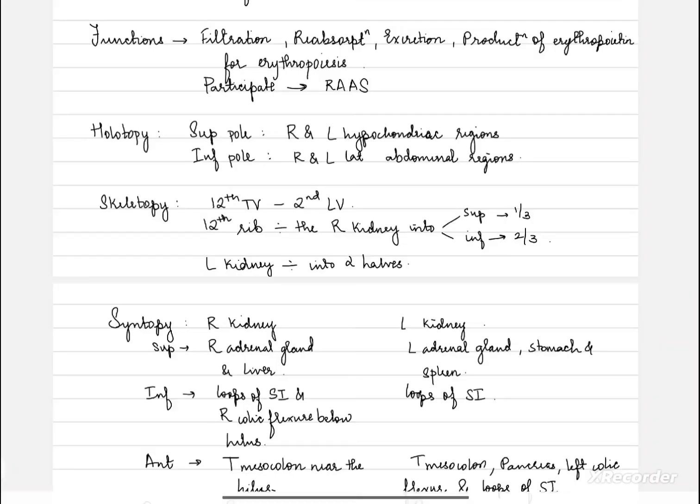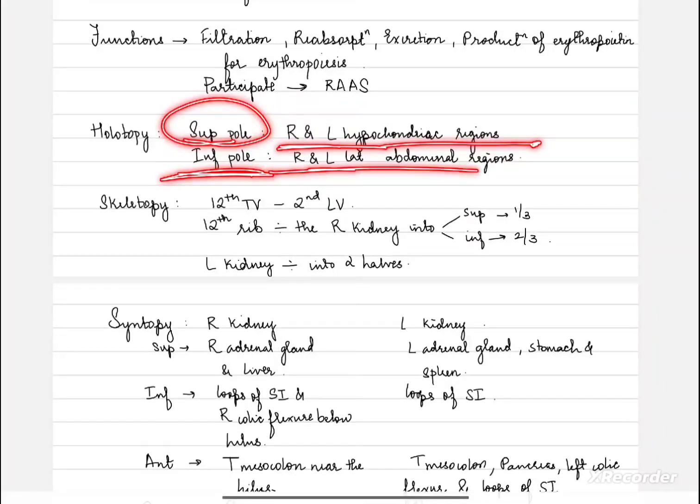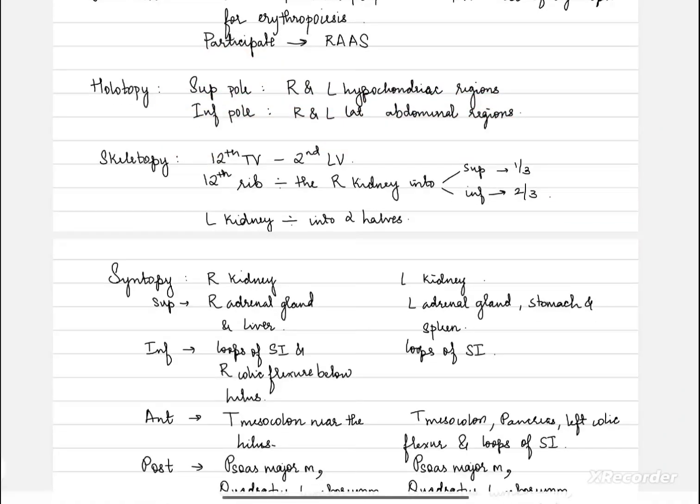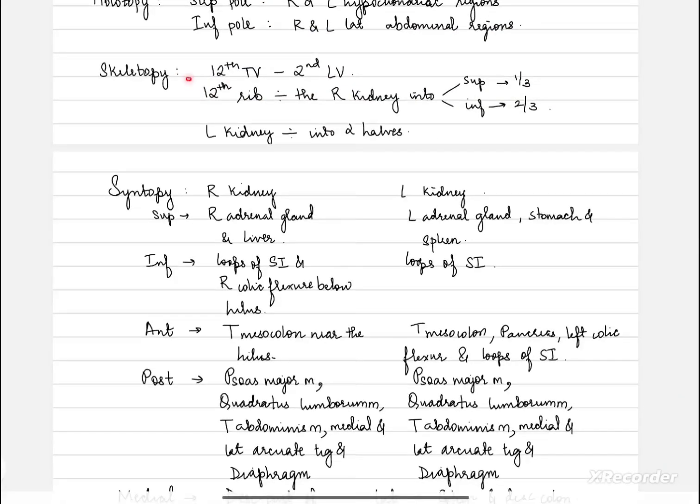Holotopy: the superior pole is projected on the right and left hypochondriac region and the inferior pole in the right and left lateral abdominal region. Remember, the superior pole is in the right and left hypochondriac region and the inferior pole is in the right and left lateral abdominal region. Skeletotopy is 12th thoracic vertebra to 2nd lumbar vertebra.